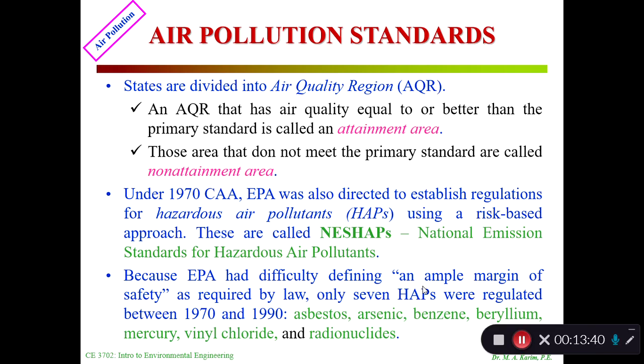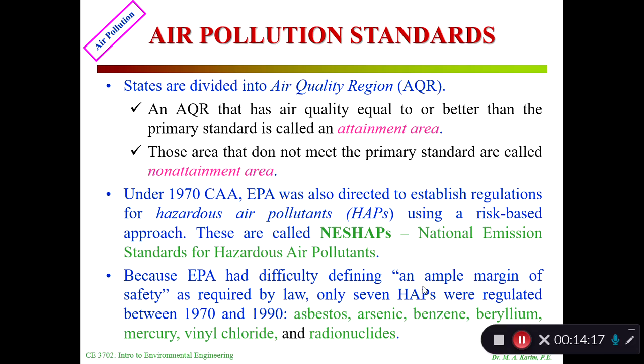States are divided into air quality regions, AQR. An AQR that has air quality equal to or better than the primary standard is called the attainment area. And those areas that do not meet the primary standard are called the non-attainment area. The impact is, if you want to build an industry that will have emissions, then an attainment area should be easy to do that. A non-attainment area could be hard because they will make more stringent rules for your emissions. So that's why they are divided into two different forms.